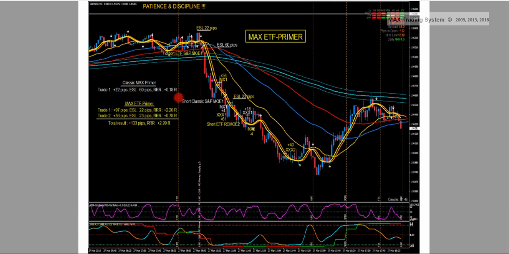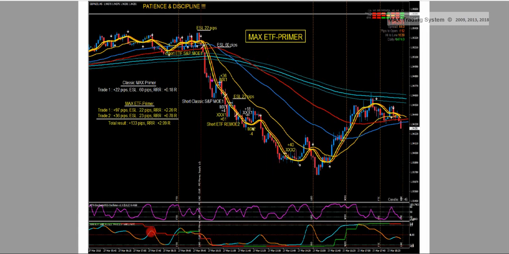R represents the risk. For example, if the risk on the trade, the financial risk, was 2% of your trading account, this means that that trade has generated a profit of 0.18 times 2%, or 0.36, so about 1/3 of 1%.